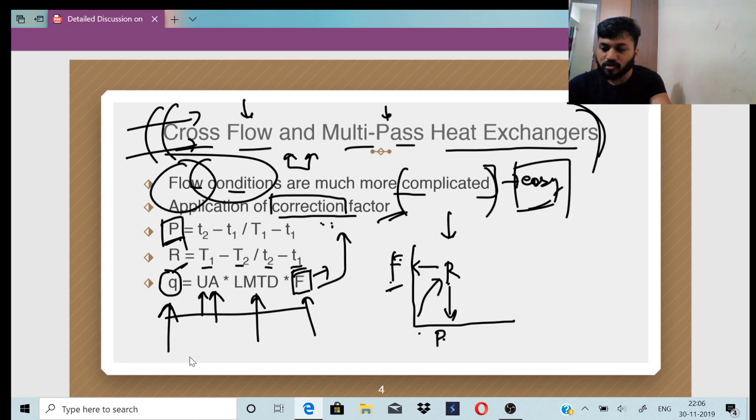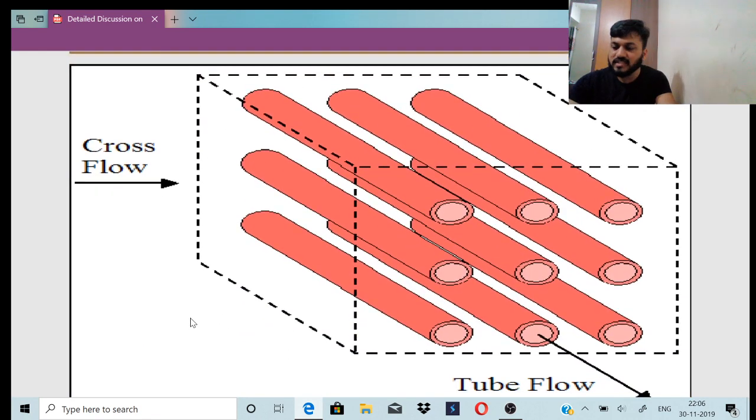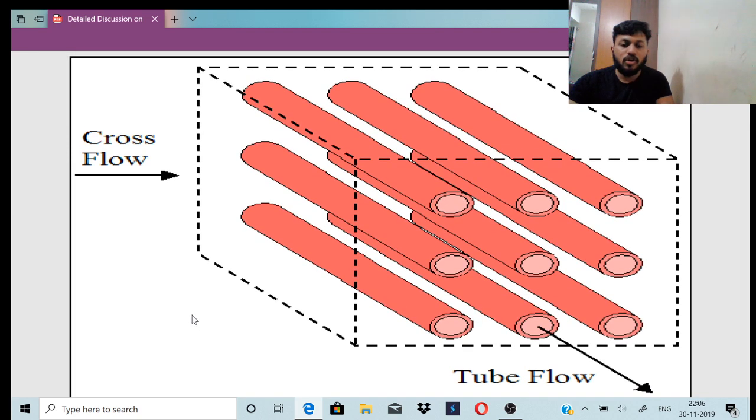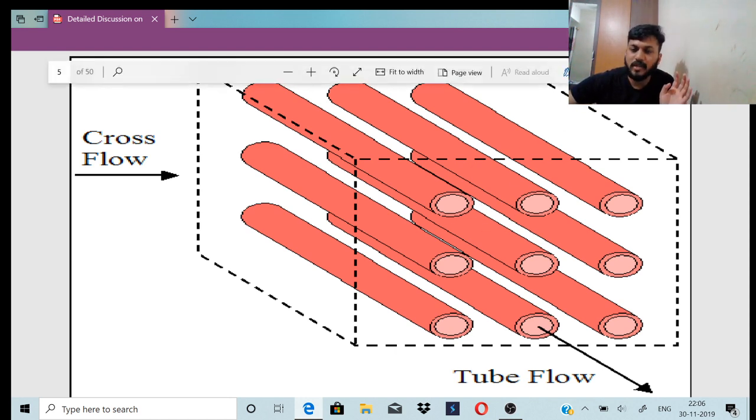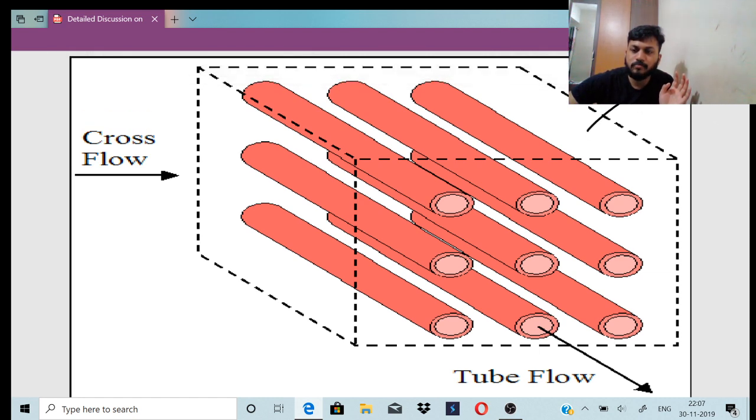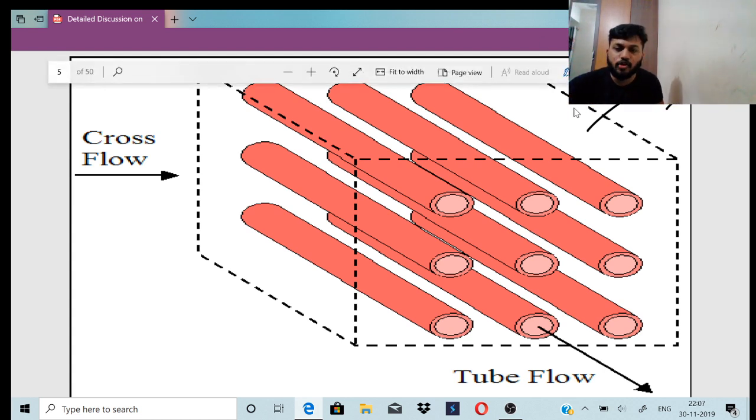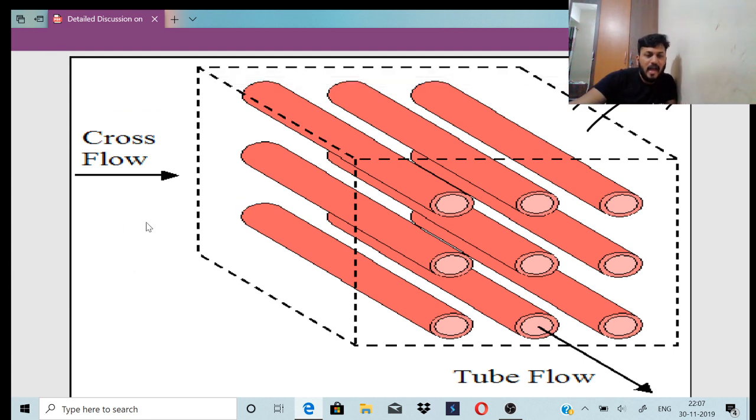Okay, let's move on to the next one. Okay, so this is how a cross flow or multi-pass flow heat exchangers look like. Okay, they will consist of numerous number of tubes. They house, मतलब उनके अंदर बहुत सारे ट्यूब्स रहते हैं. ठीक है, उनके अंदर बहुत सारे ट्यूब्स रहते हैं और ये होता है क्रॉस फ्लो. What does cross flow mean? The flow happening in a cross way.